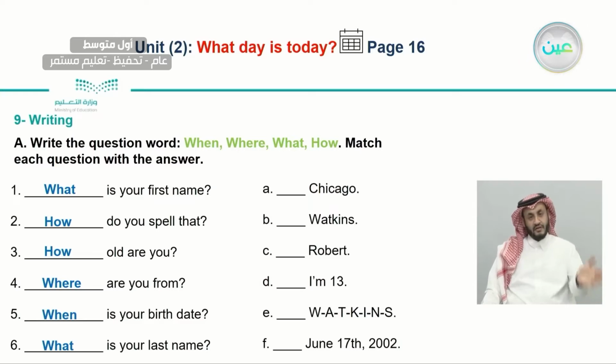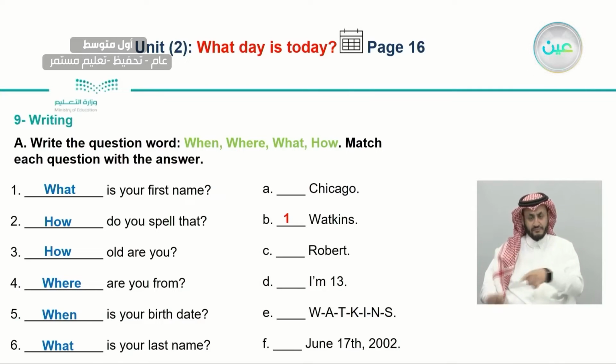Let's go to the answers of the questions. Number 1, what is your first name? What do you think? Which one makes sense? I'm asking about first name, a given name for a human being. Is it Chicago? This is the name of a city. How about Watkins? Or Robert? It could be both. But look right here, we have Watkins spelled. And there was another question asking about spelling, so it's probably this one. Correct. So letter B is the answer of question number 1.